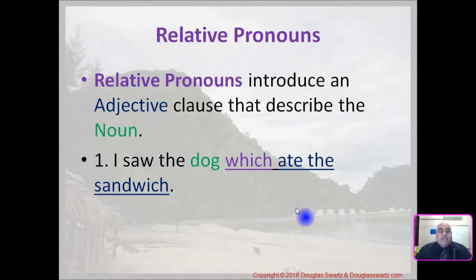Relative pronouns introduce an adjective clause that describes the noun. So in this example, I saw the dog which ate the sandwich. Which is the relative pronoun, which comes after the noun it's talking about, which is, I saw the dog which ate the sandwich. Which ate the sandwich is the adjective clause that starts off with a relative pronoun.